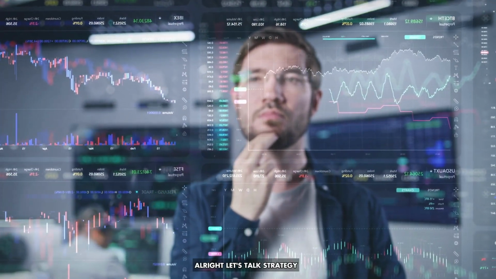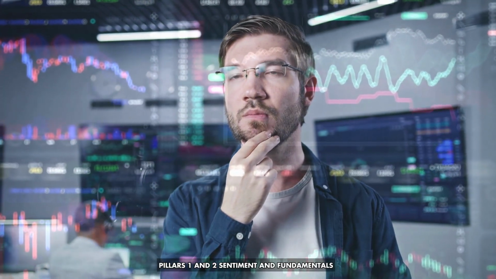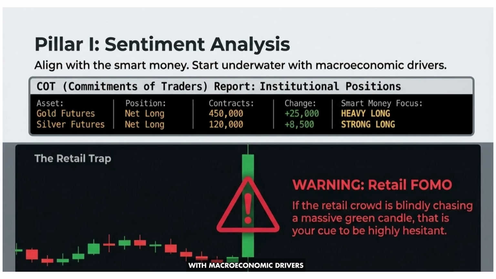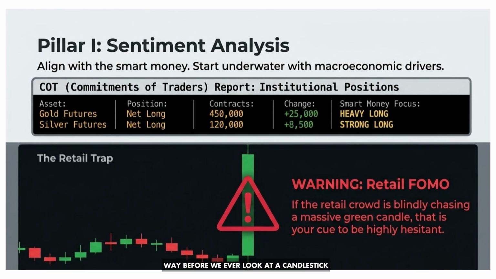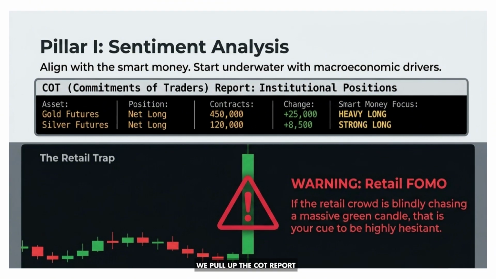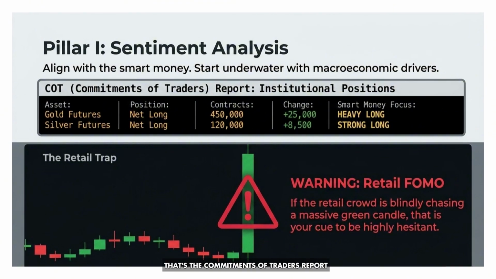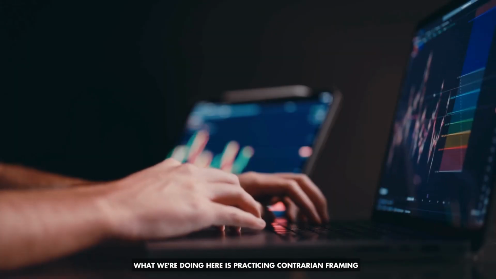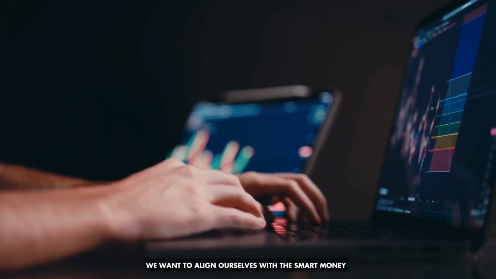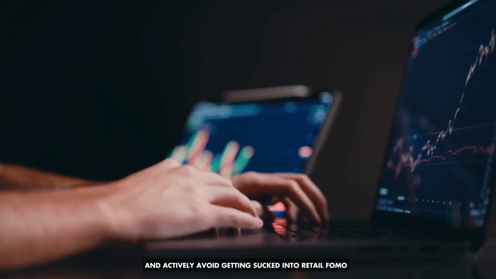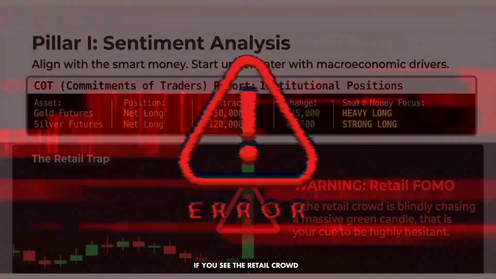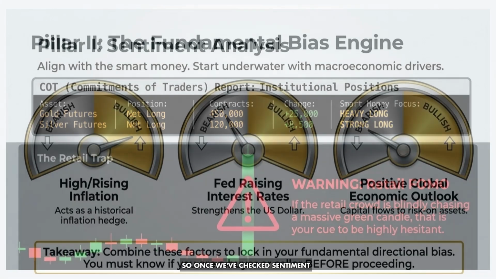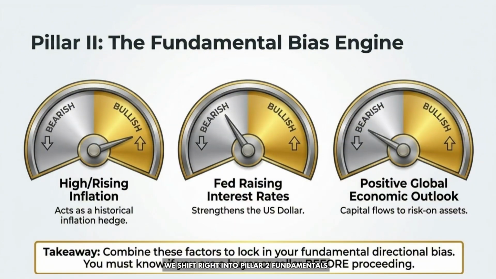Alright, let's talk strategy. Pillars 1 and 2, sentiment and fundamentals. The really smart trading starts entirely underwater with macroeconomic drivers way before we ever look at a candlestick. So for our first pillar, sentiment, we pull up the COT report. That's the Commitments of Traders report, and it tracks the active market positions of the massive institutional money. What we're doing here is practicing contrarian framing. We want to align ourselves with the smart money and actively avoid getting sucked into retail FOMO. If you see the retail crowd blindly chasing some massive green candle, that's our cue to be highly hesitant about joining them.